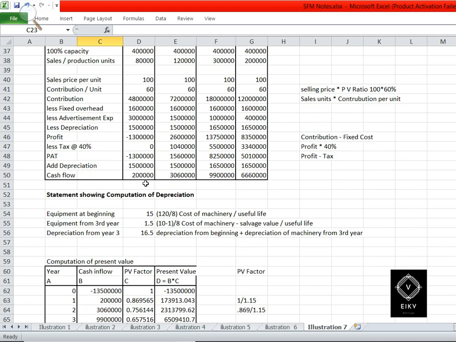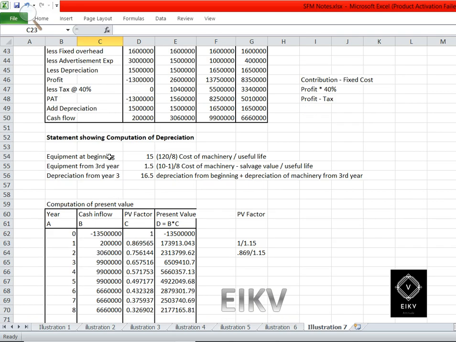Okay, so we have found out the cash flow of the project for the respective years. Now I will explain how the depreciation is computed. So here I have written a statement showing computation of depreciation. So here, equipment at the beginning of year.